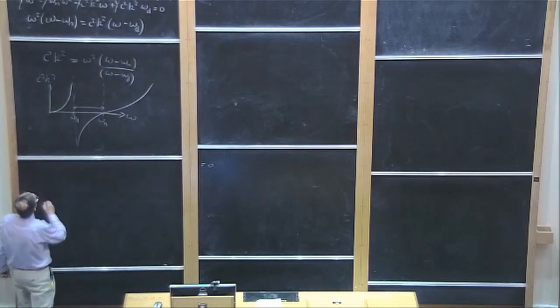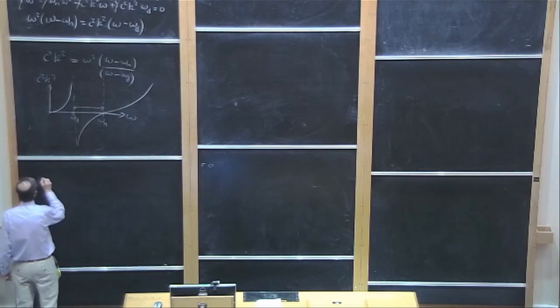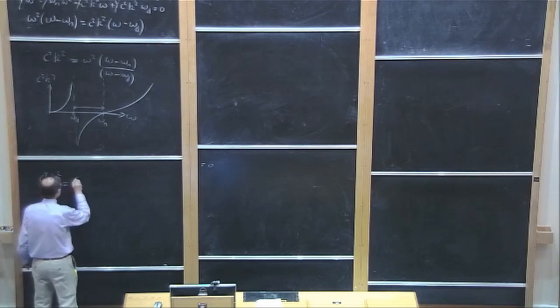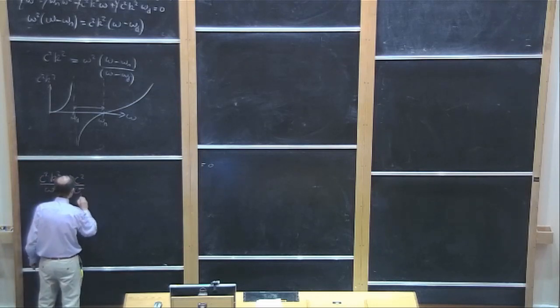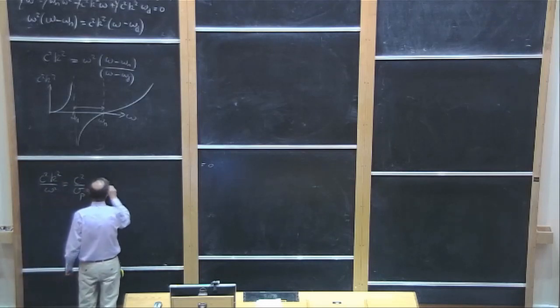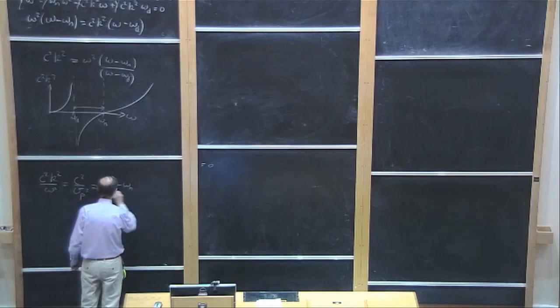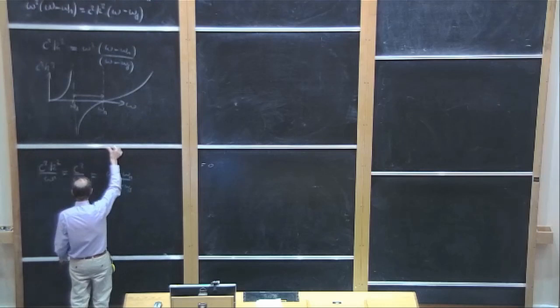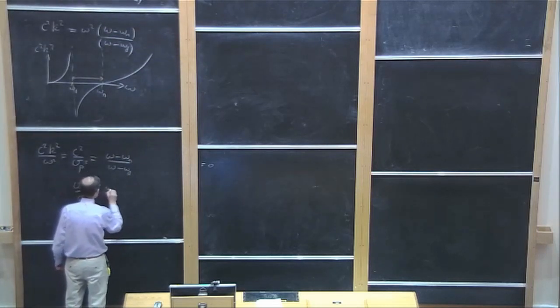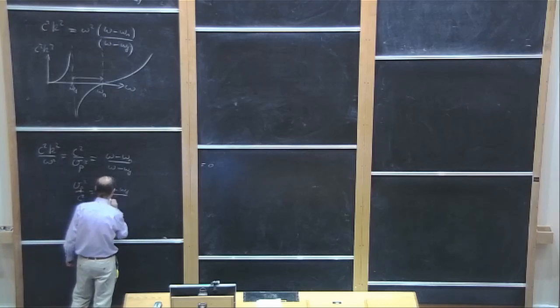So if I divide both sides by omega squared, I get c squared k squared over omega squared, which is c squared divided by the phase velocity squared, and that's equal to (omega minus omega_n) over (omega minus omega_d). And so v_phase squared over c squared is (omega minus omega_d) over (omega minus omega_n).